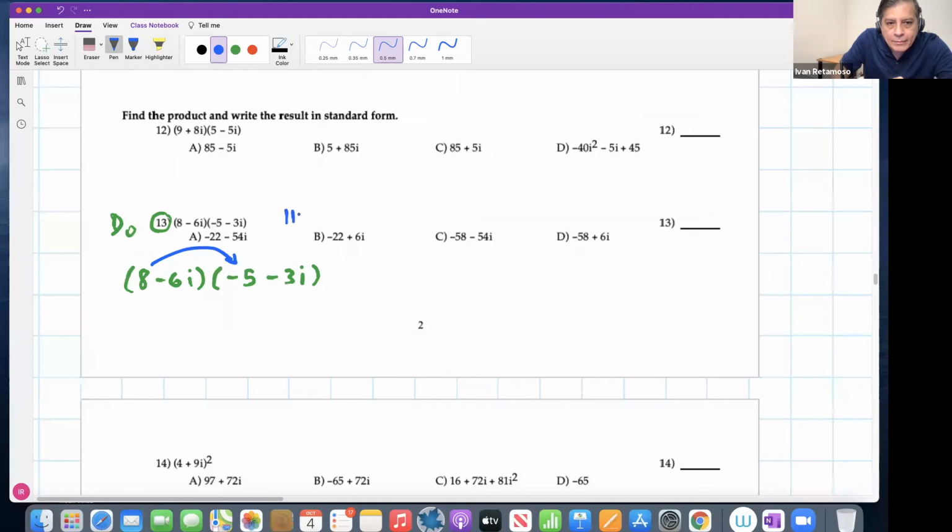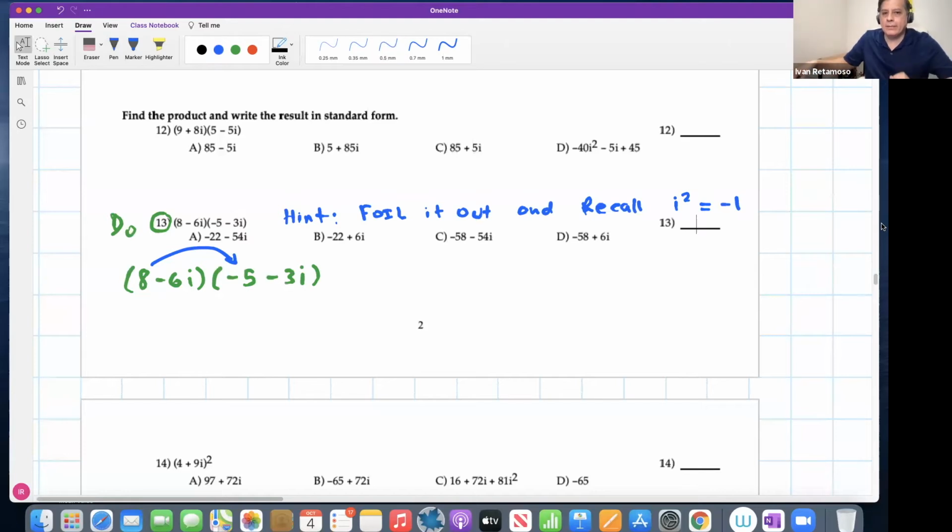Yeah, hint here, FOIL it out. And recall that I squared is -1, right? Together with that, you should be able to get your answer. FOIL it out.